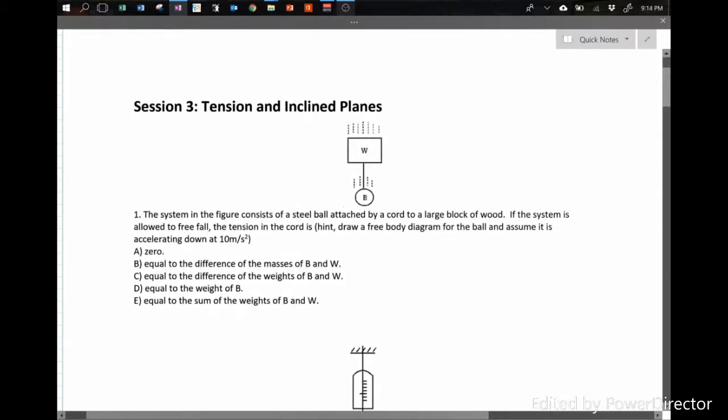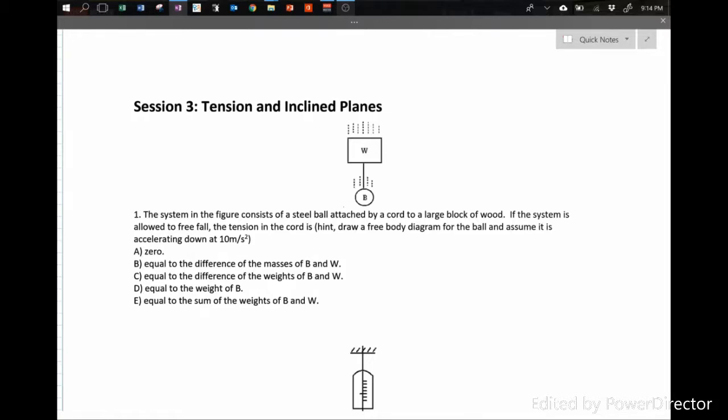All right, this is our third session about tension and inclined planes. It's more of an applied forces session. Forces are one of the most important topics. They cover the most in what we do in AP Physics 1, so it's really important to look at it. So we're going to look at a lot of different problems with tension and inclined planes. So for tension, here's our first one.